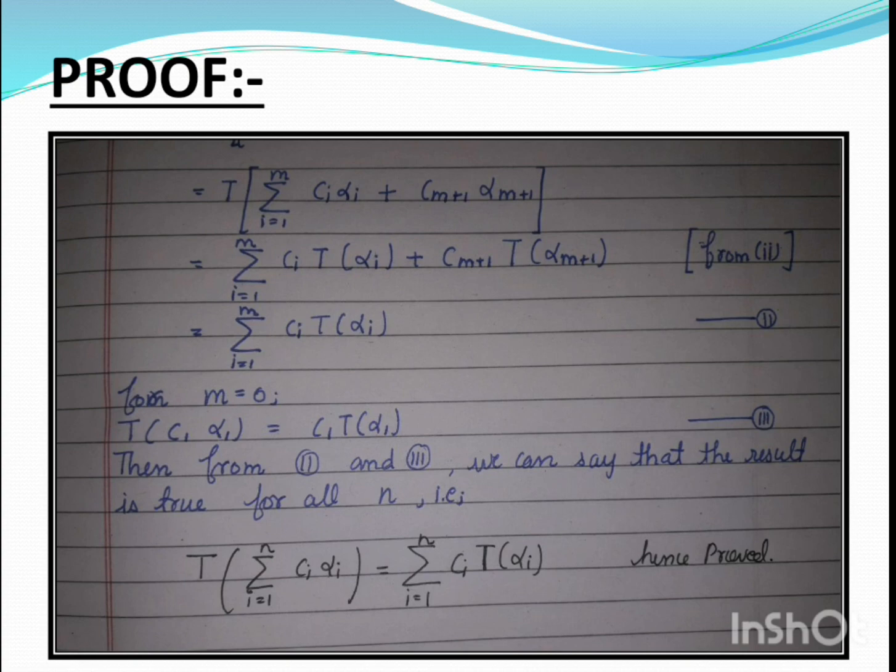For m equals 0, T of C1 alpha 1 is equal to C1 T of alpha 1. Here C is a constant, so it is C1 T alpha 1. Let it be equation 3. Then we can conclude from the results second and third that the result is true for all n. It means T of the summation of i equals 1 to n of Ci alpha i is equal to the summation of i equals 1 to n of Ci T of alpha i. Now our last formula is also proved.